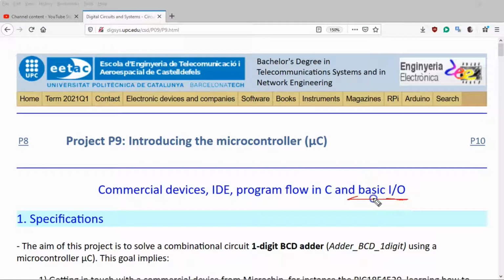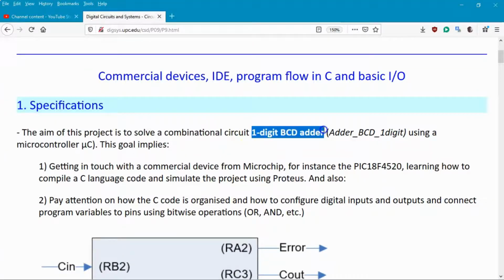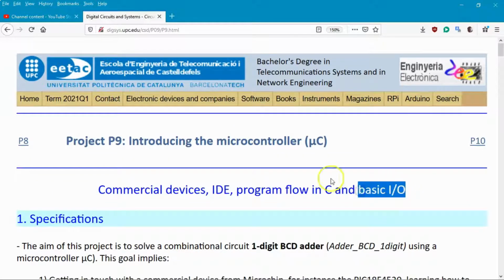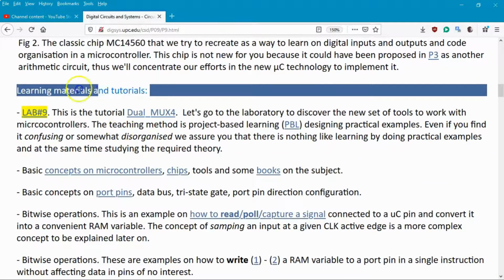input-output, the basic input-output, we have to be in P9 because here is where we introduce the basic concepts on microcontrollers, right? So in the learning materials of this project, because this project is devoted to the invention of a one-digit BCD adder, just a simple example to put into motion these basic ideas on microcontrollers. So if this is what we have in mind, learning about basic I/O, we have here the link down there in the learning materials and tutorials.